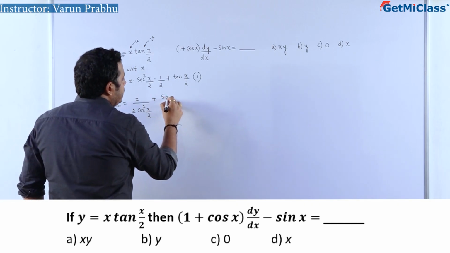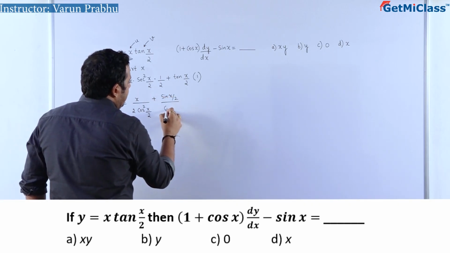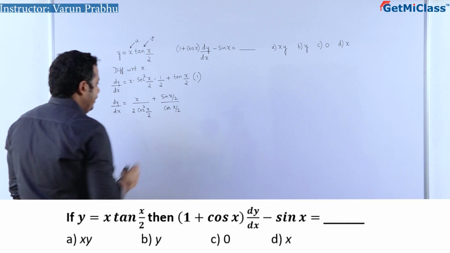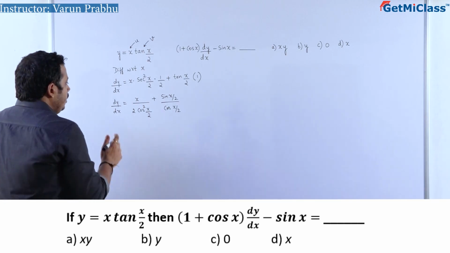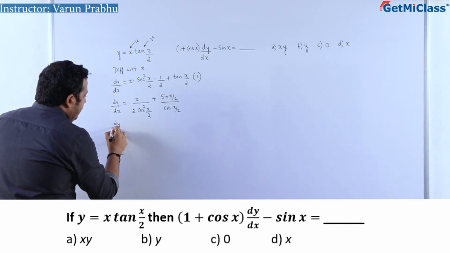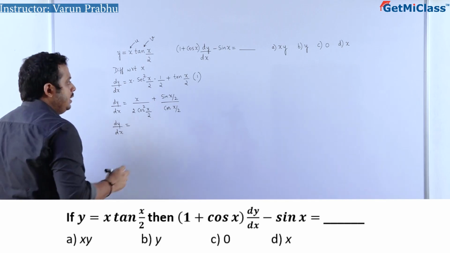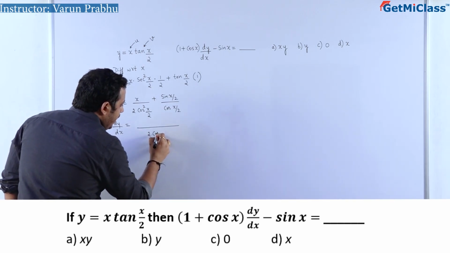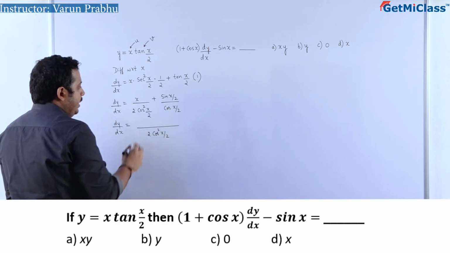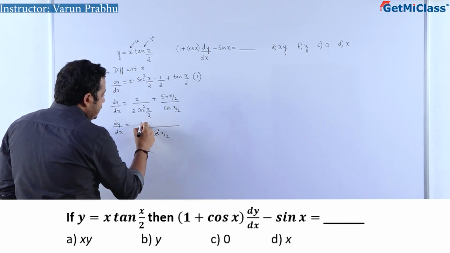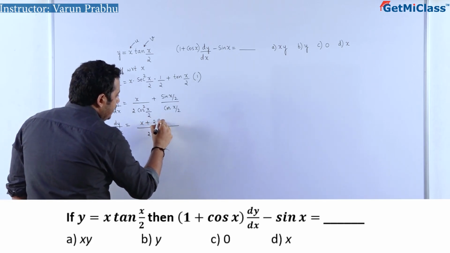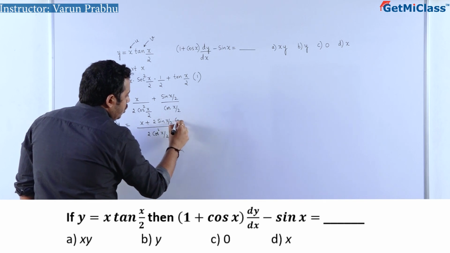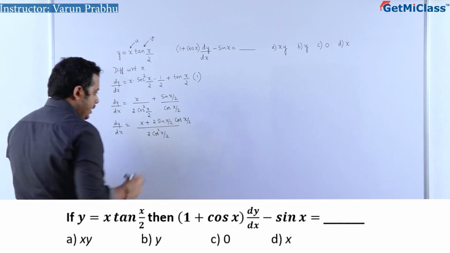I can say here this is nothing but sin x by 2 divided by cos x by 2, correct? So we can say here dy divided by dx is equal to, I can say here, the common LCM will be 2 cos squared x by 2. So I can say here this is nothing but x only plus 2 sin x by 2 times cos x by 2, right, after taking the LCM.